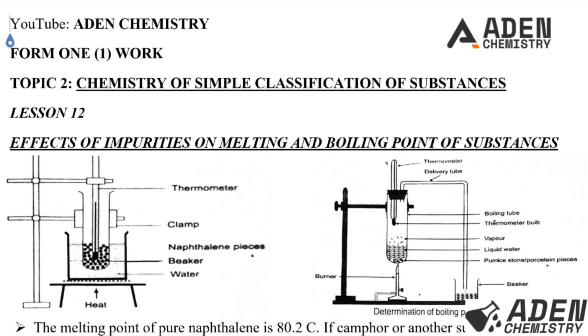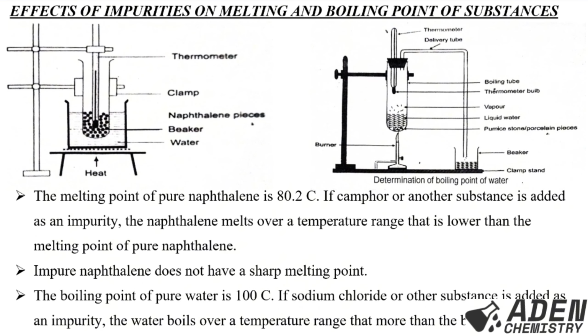So here we have two setups. In one, we have a solid being heated, and in the other, we have a liquid being heated. The solid that we have picked was naphthalene, and the liquid that we have picked was water. The melting point of pure naphthalene is 80.2 degrees Celsius.